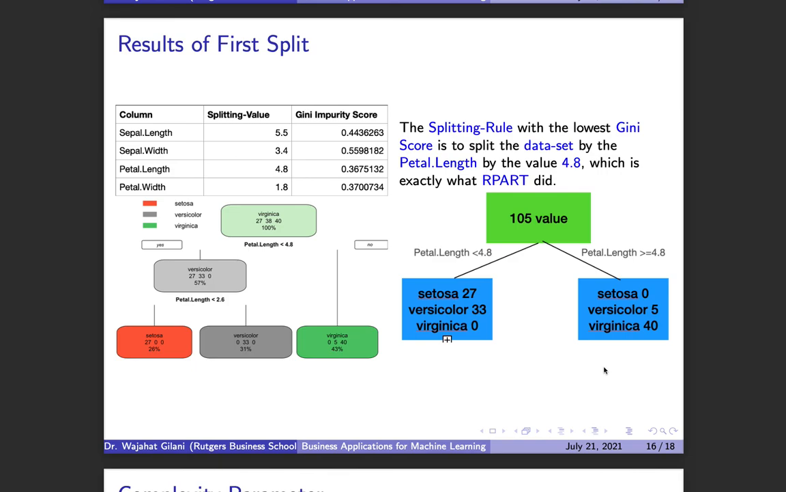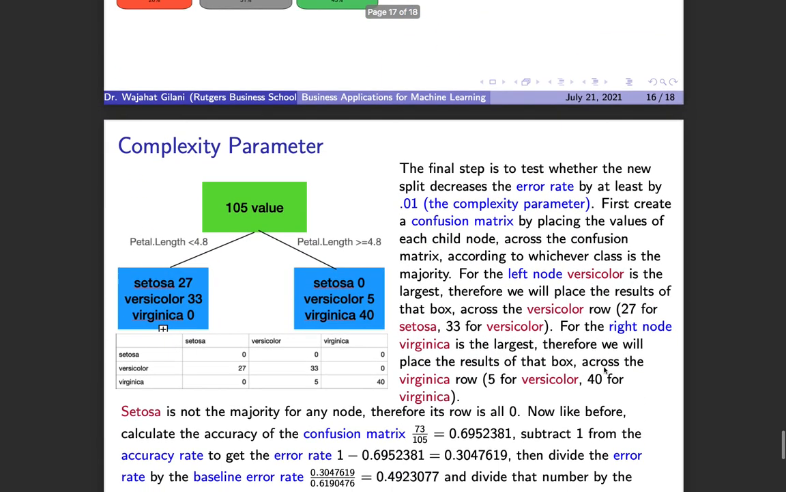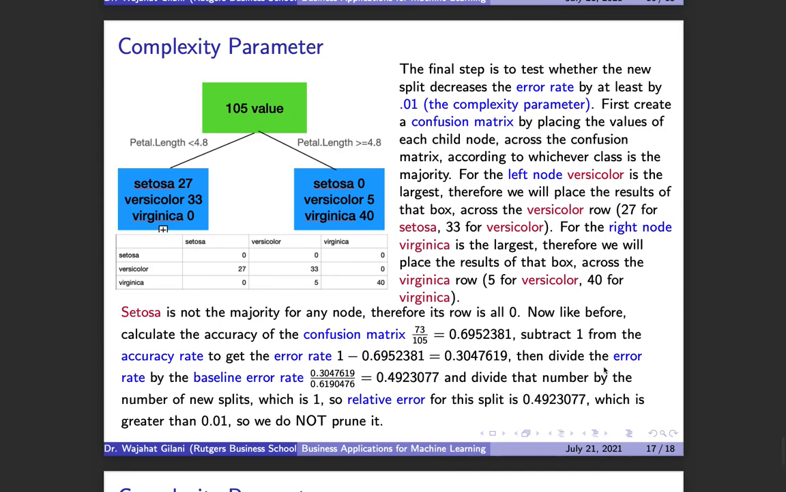Now, the other step we have to do, we're not done. We have to test the complexity parameter, the post-pruning parameter. Now, how do we test this out? When we split, we got our result. We split the data sets. We're going to have one table that's going to be all the values where petal length is less than 4.8. We have another table that's going to be all the values where petal length is greater than or equal to 4.8.